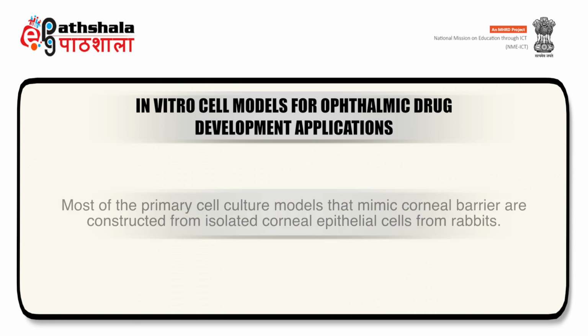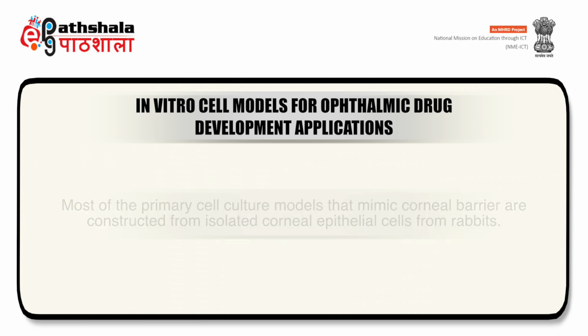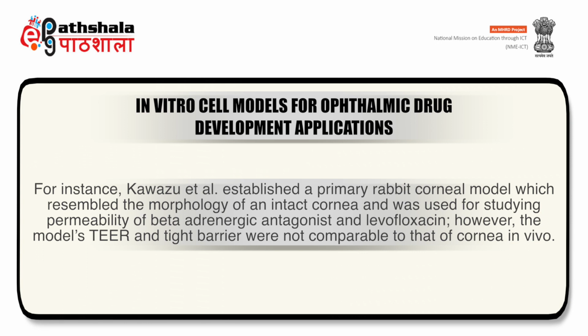Primary model. Most of the primary cell culture models that mimic the corneal barrier are constructed from isolated corneal epithelial cells from rabbits. For instance, Cavazzo et al. established a primary rabbit corneal model which resembled the morphology of an intact cornea and was used to study permeability of beta-adrenergic antagonist and levofloxacin. The model tear and the tight barrier were not comparable to that of cornea in vivo.